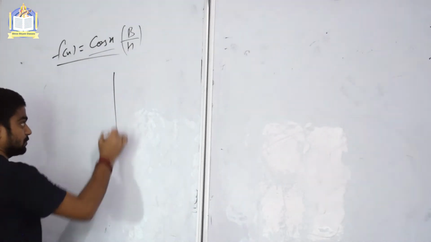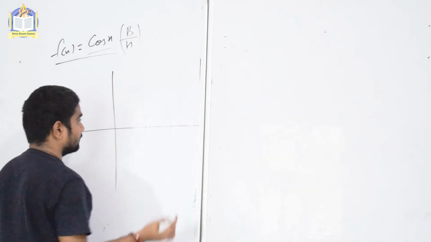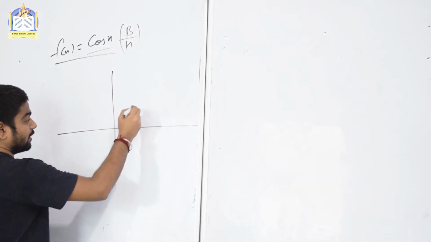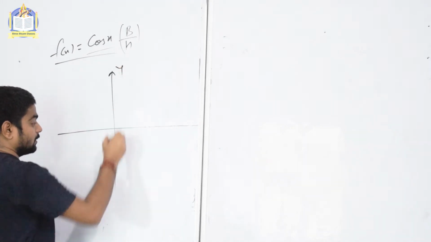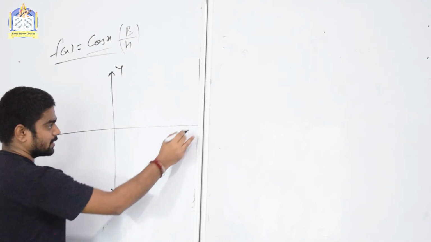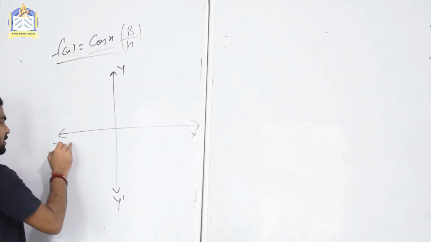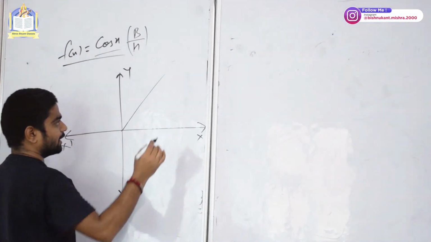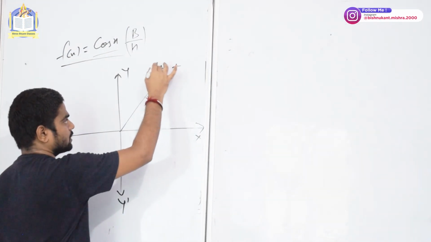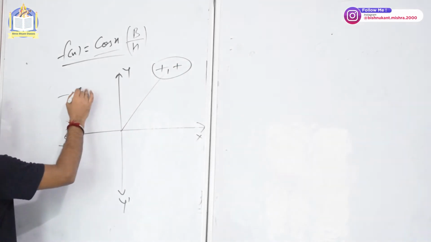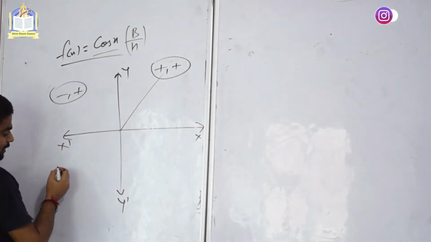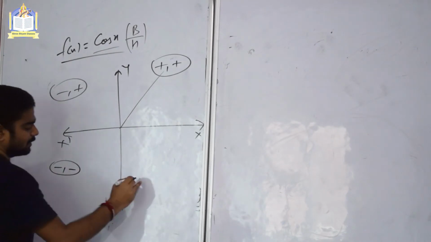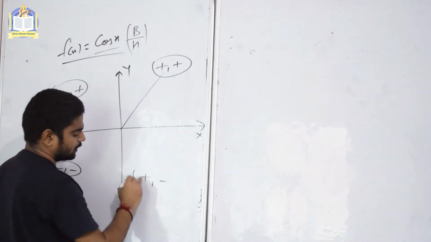So this is the first quadrant again. In the first quadrant, this is y, this is y dash, this is x, and this is x dash, right? We know that here x and y both are positive. Here x is negative, y is positive. Here both are negative, and here positive, negative, right?